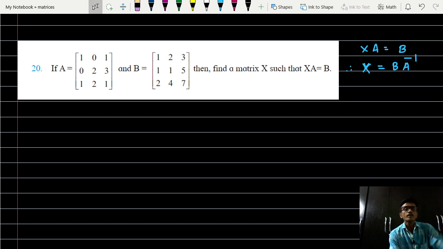क्वेश्चन नंबर 20 में क्या करना है आपको. ये इक्वेशन दिया है. See what equation is given to you. ये x into a is equal to b. a और b मैट्रिक्स दिया है और x मैट्रिक्स फाइंड करना है.